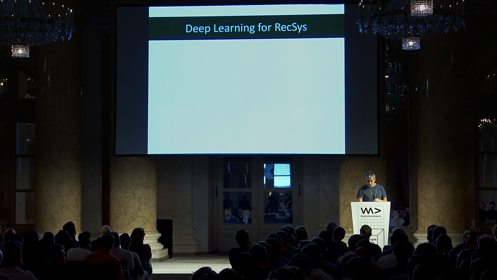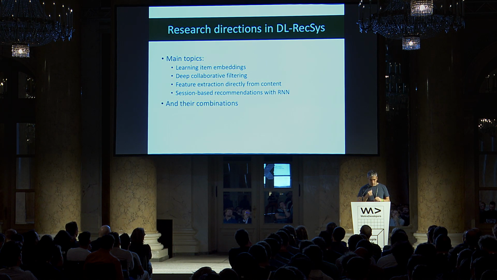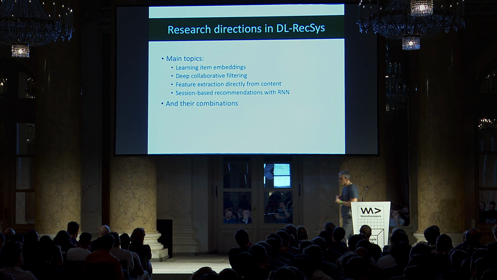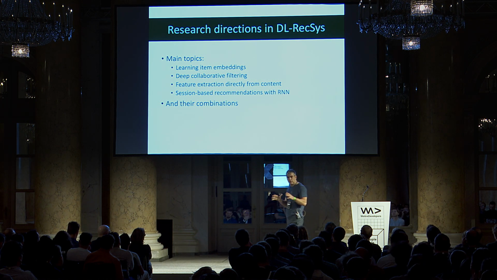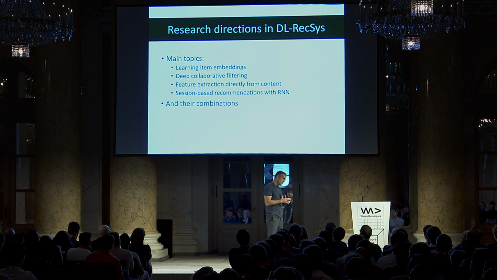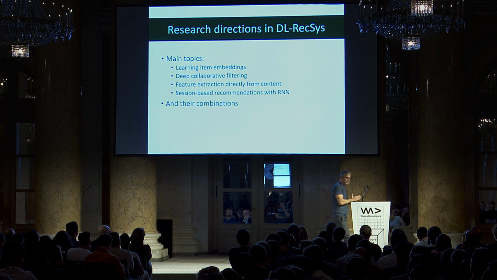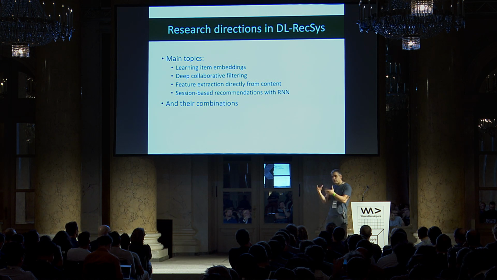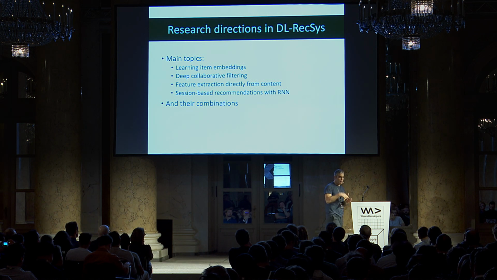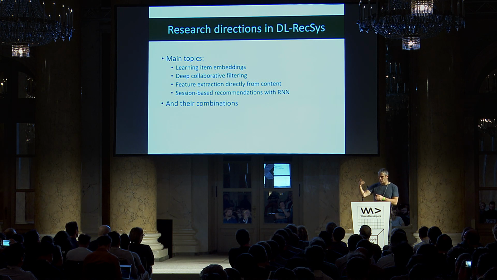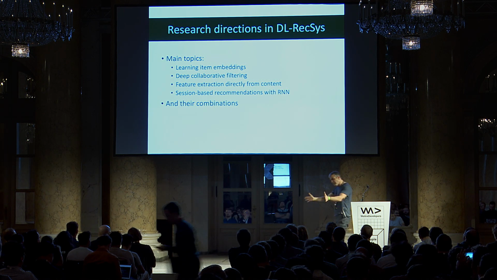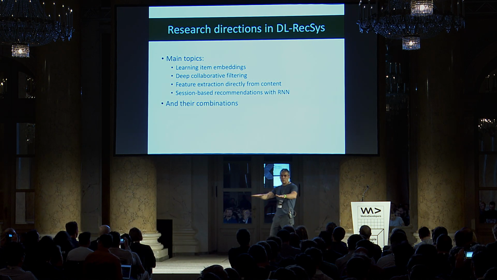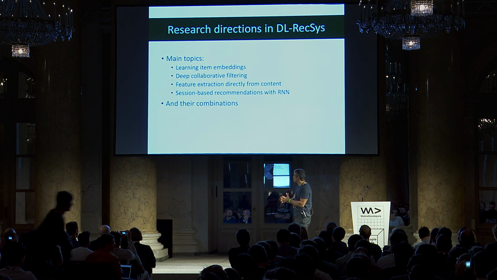So what are the main research directions in deep learning and recommender systems? We have done quite recently a review of the literature, if you like, and we have also done ourselves some research in the area. And we have identified these 4 topics where deep learning is used in recommender systems.